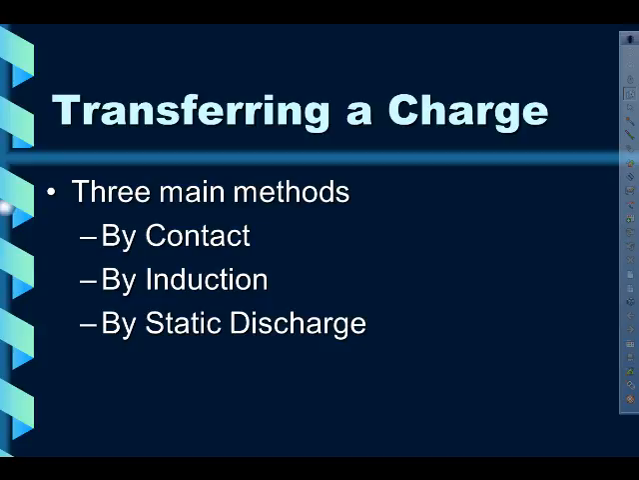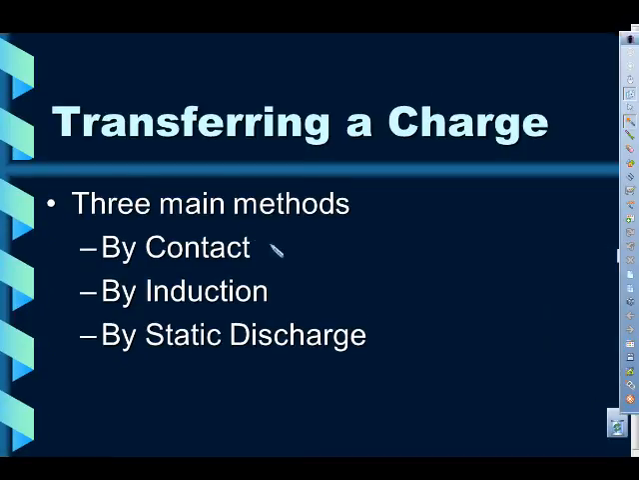In terms of static electricity, we've got three main methods that we can transfer the charge from one object to another. The first method is by contact, also known as conduction. So here we're dealing with things that touch or rub.